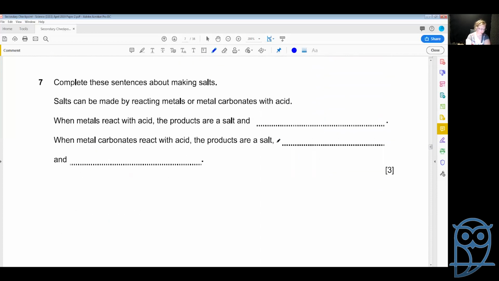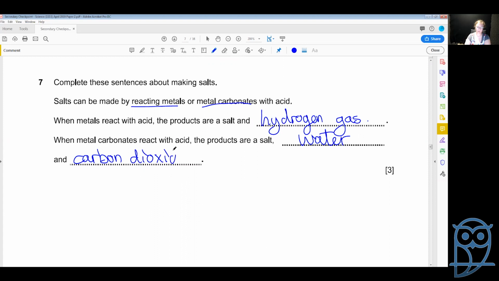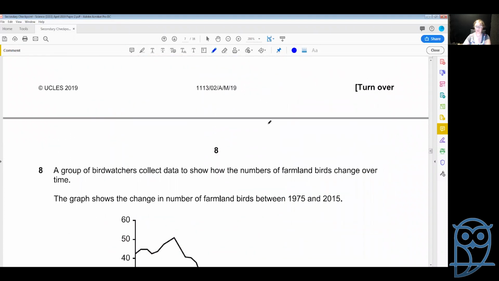Okay, so complete these sentences about making salts. So salts can be made by reacting metals or metal carbonates with an acid. When metals react with an acid, the products are a salt and hydrogen gas. When metal carbonates react with acid, the products are a salt, water, and carbon dioxide. Okay, this I went over in the chemical naming conventions lesson.